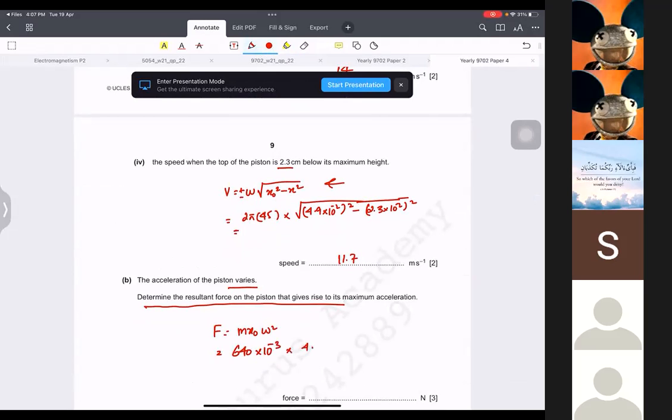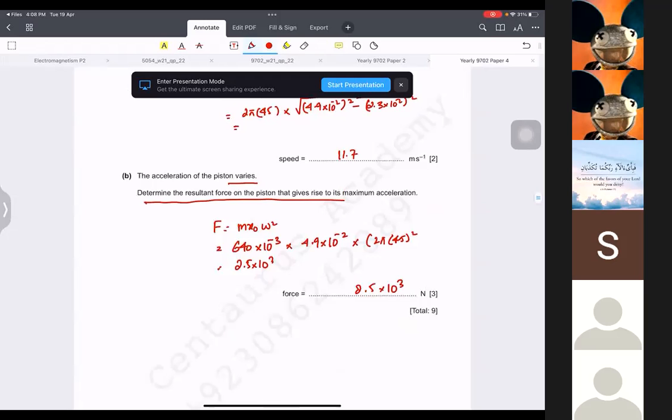X naught is 4.9 times 10 raised to minus 2. And omega is 2 pi times 45, whole squared. Can you find the answer, please? It's 2.5 times 10 to the power 3. 2,500. Okay. So that would be the answer, right? Any questions, please?